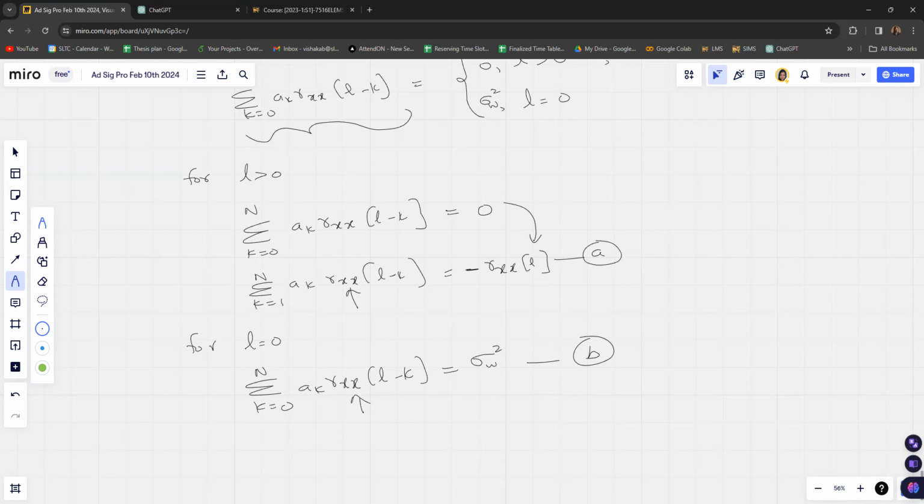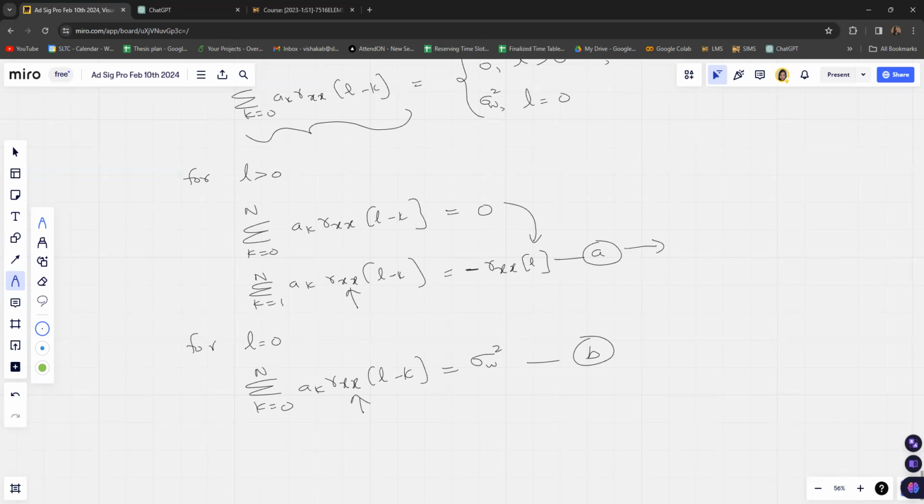If we don't know the properties of Rxx, the autocorrelation matrix of the input signal, if we don't have any idea about the input signal, we can use these two equations and find the value of Rxx, assuming that we know the values of the A constants, the AK values. Assuming we know those values, we can find the autocorrelation matrix and proceed. So this equation is used for the calculation of the unknown Rxx matrix and also such related unknown parameter estimation.